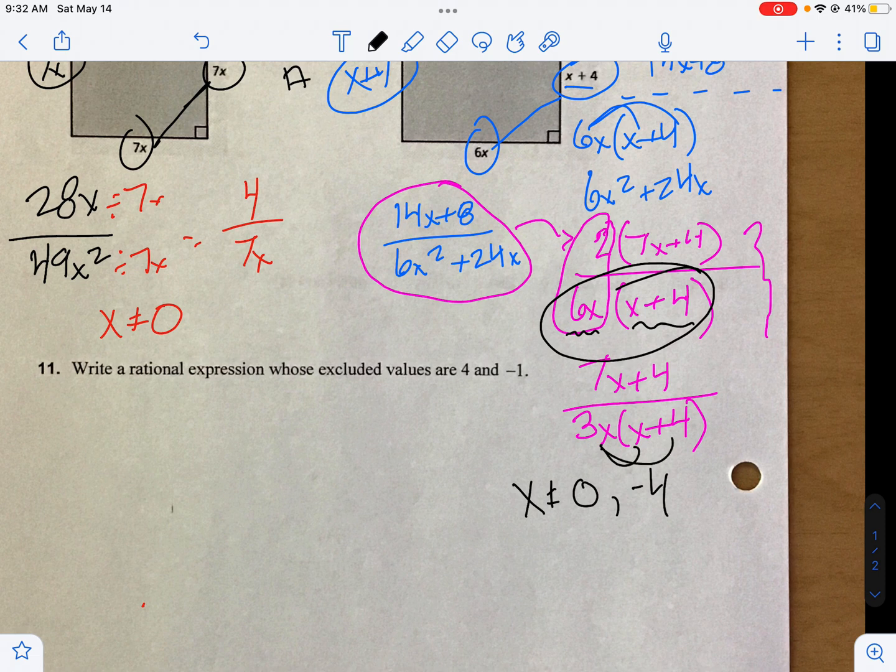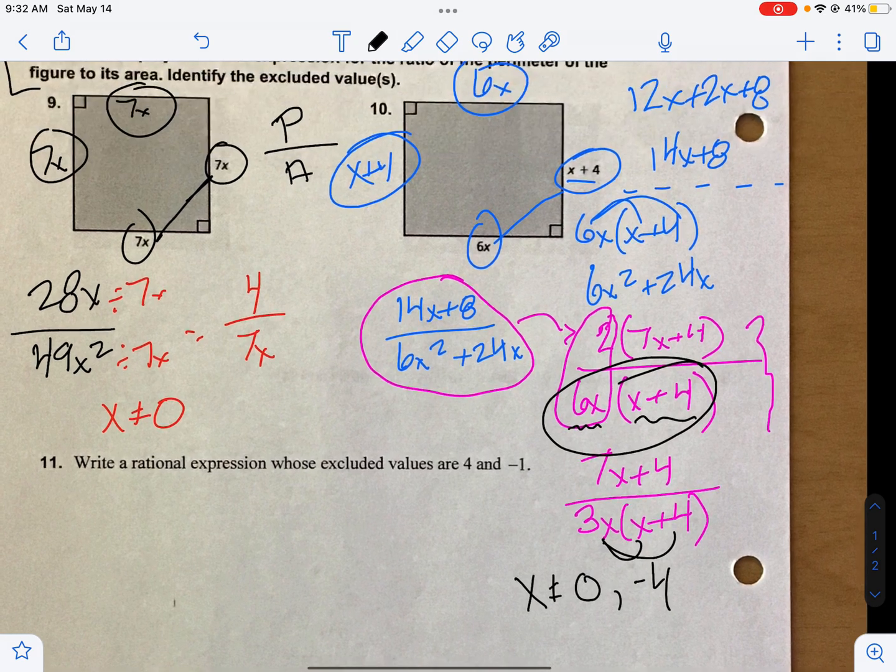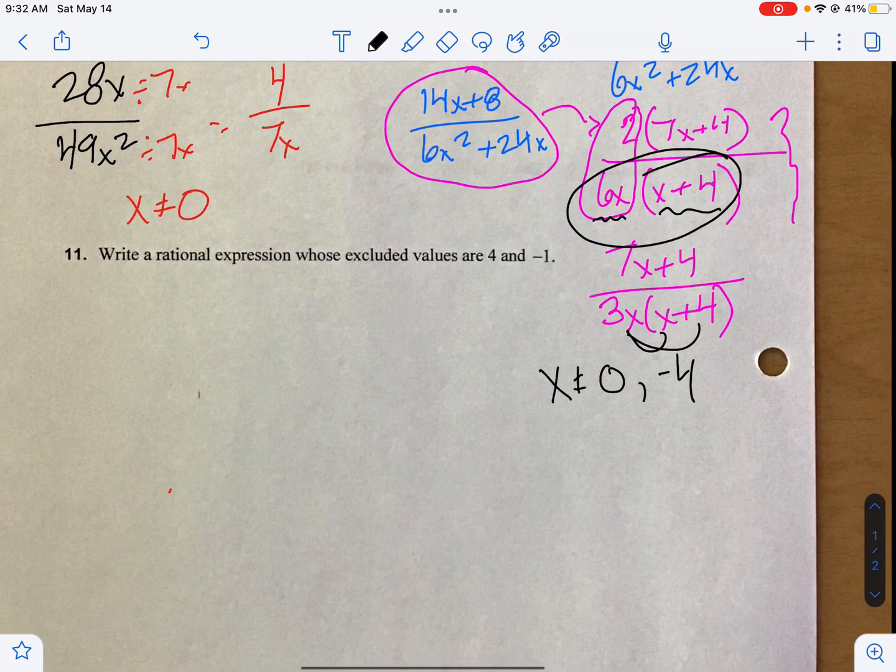Really, we would want to distribute this back into the parentheses to write it all the way in simplified form. So that's what those perimeter and area ones would look like.